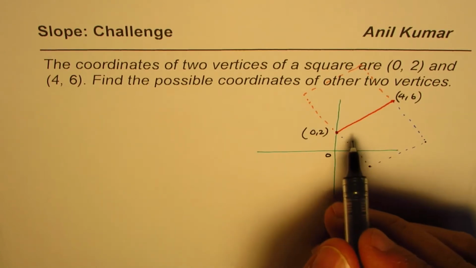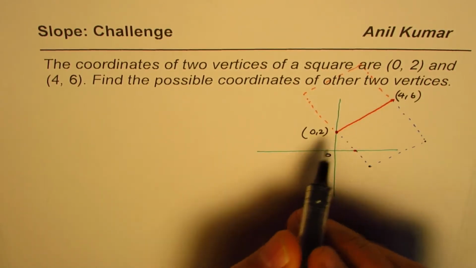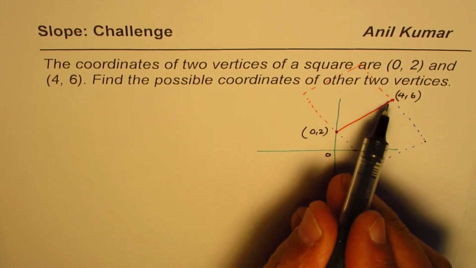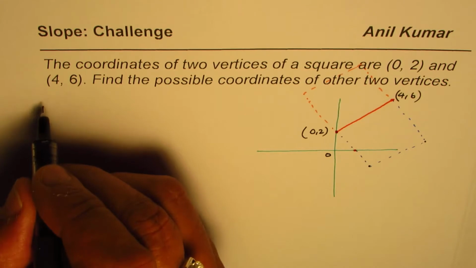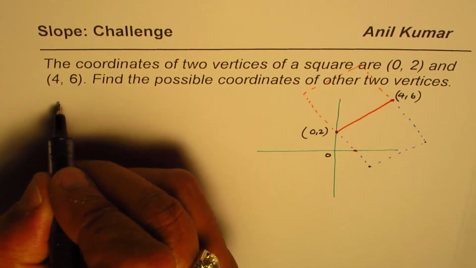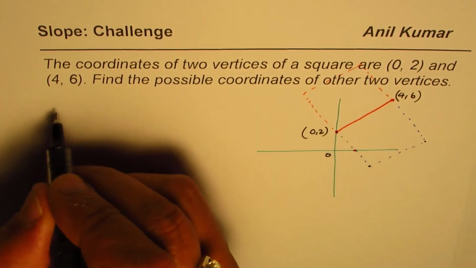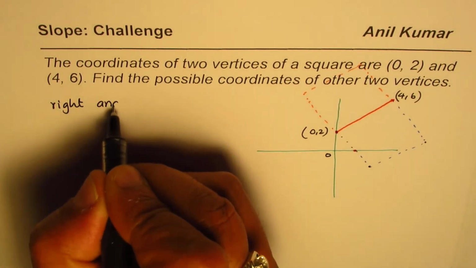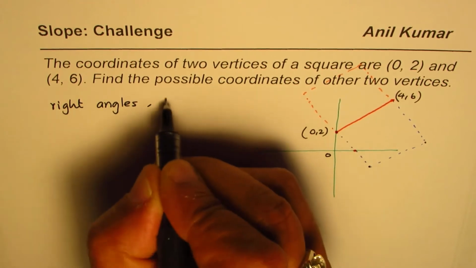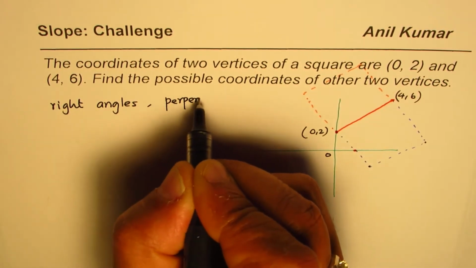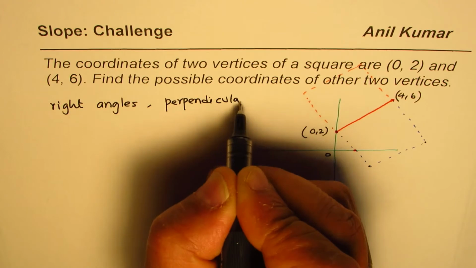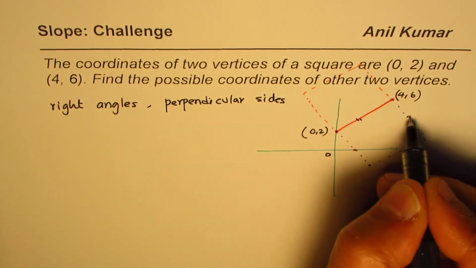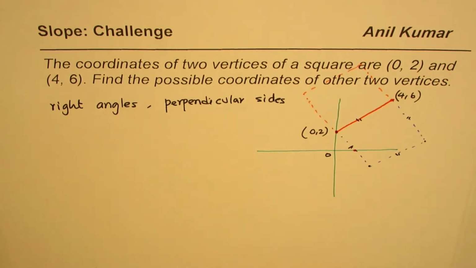Now the strategy here is, the slope of the other, adjacent side, will be the negative reciprocal of this slope, right? So we know the corners are right angles, so we have perpendicular sides. This is one thing. Plus we also know that all sides are equal in length, right?